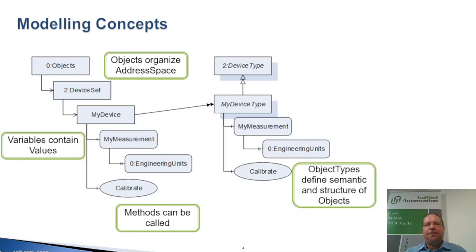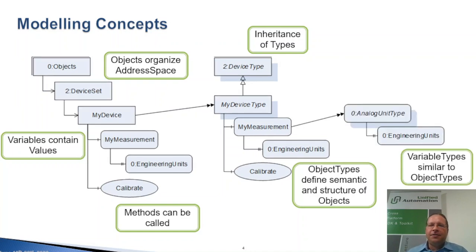Then we also have, of course, types. We have object types. So there's a MyDeviceType for this MyDevice. The names don't necessarily have to reflect each other, of course. And so the object type defines the semantics and the structure of the object. So you can see this MyMeasurement variable and the calibrate method are already defined on the type and just applied on the instance. We have inheritance of types.